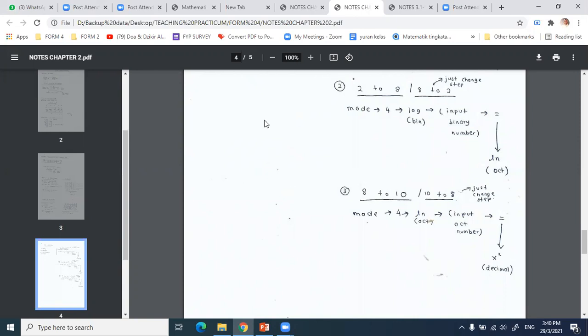Semua boleh ke? Teacher, if I press mode, it goes to com and complex. Press mode and then press 4. Cuba tekan mode dulu, lepas tu tunjuk dekat teacher dekat Telegram. Okay, teacher. Dia jadi complex.